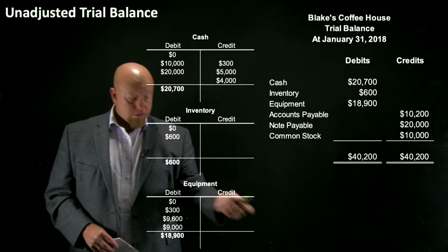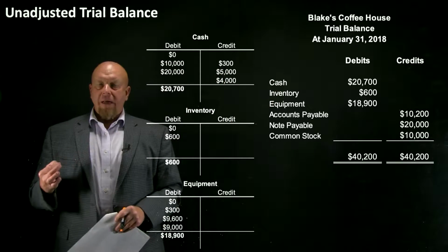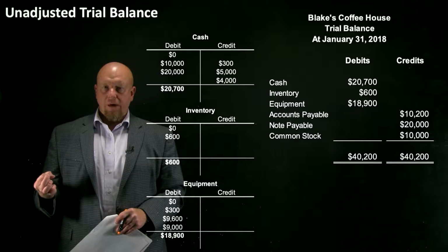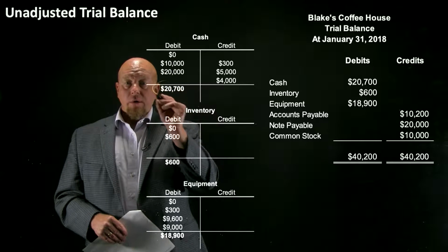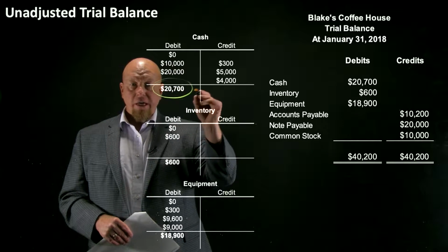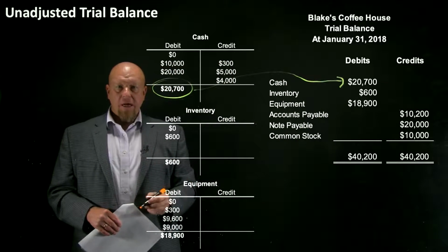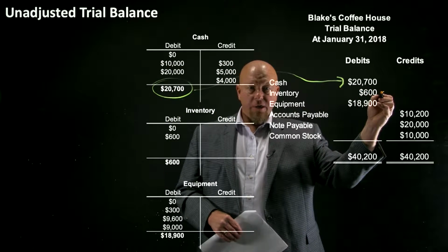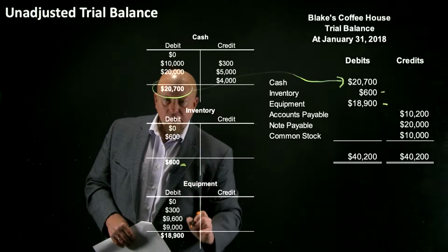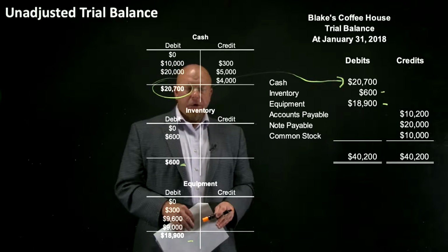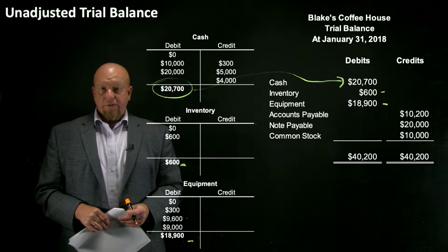So we can take the results from these T accounts and we can actually post them into something called a trial balance. A trial balance is simply a collection of the company's accounts and their respective balances at any particular point in time. So here's the $20,700 cash balance. It's a debit balance, so we have to put it over here with a debit in the column. The same is true for the $600 right here for inventory, the $18,900 for equipment. Okay? And when we turn the page in a minute, we'll see how the liabilities and the stockholders' equity account feed into the other side of the trial balance.